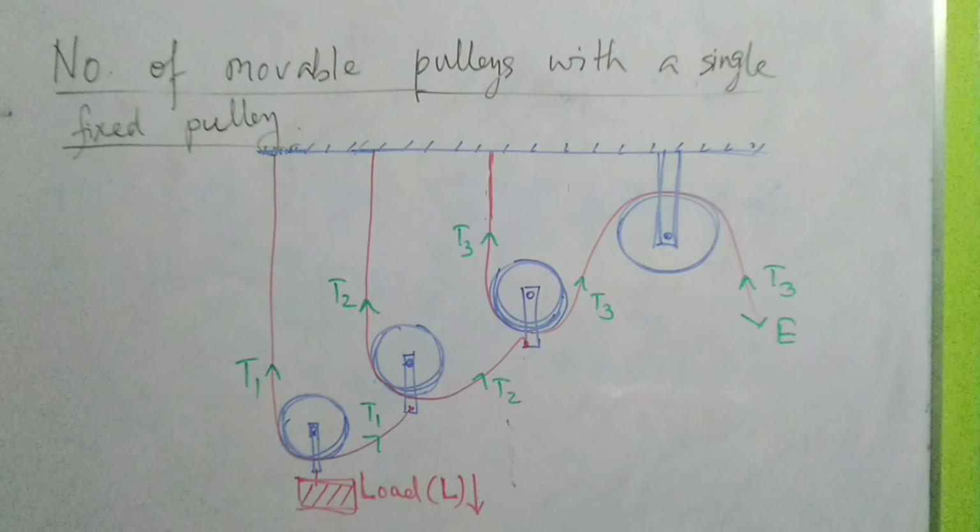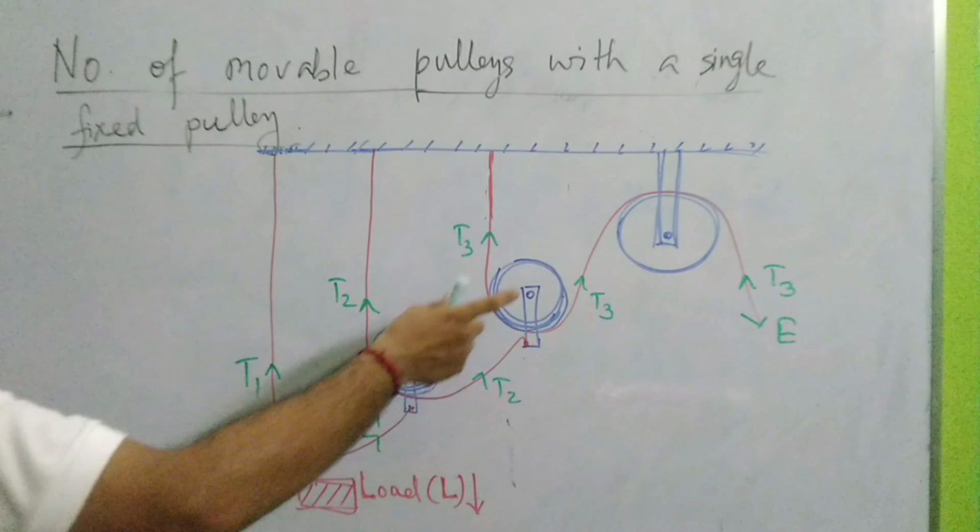So I think the diagram is clear. Please note the diagram properly, because the diagram very often comes in the examination. It will be helpful for you. Here, if we do some algebraic manipulations, then you can easily get that the load is being supported by the different tensions, and the value of the load comes out to be a combination of all these tensions.